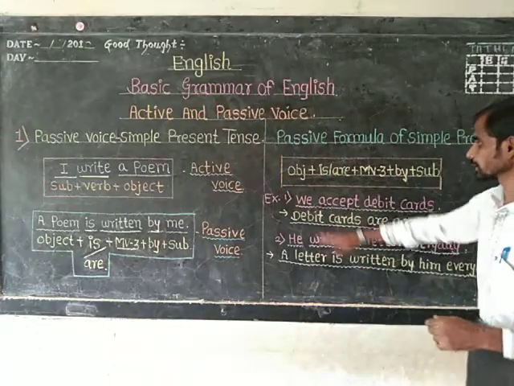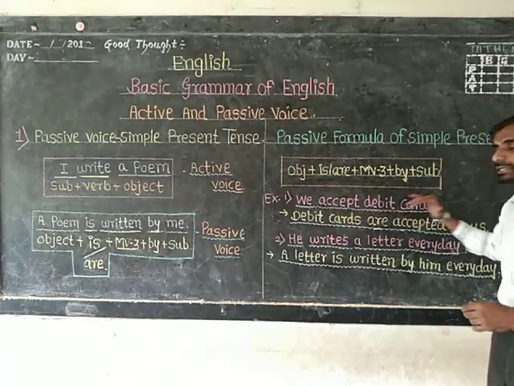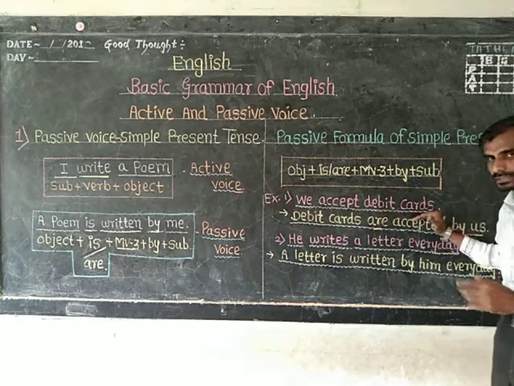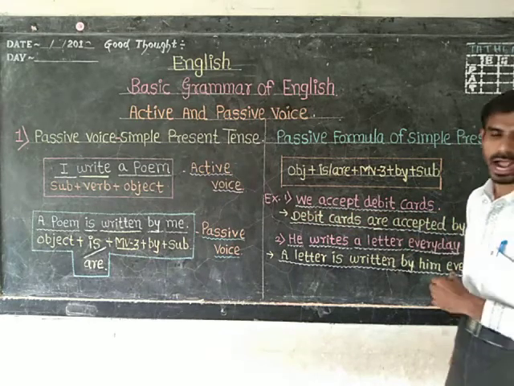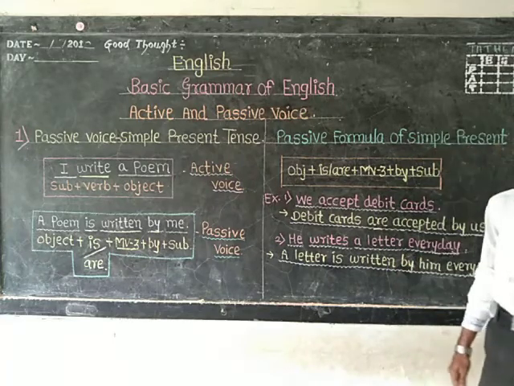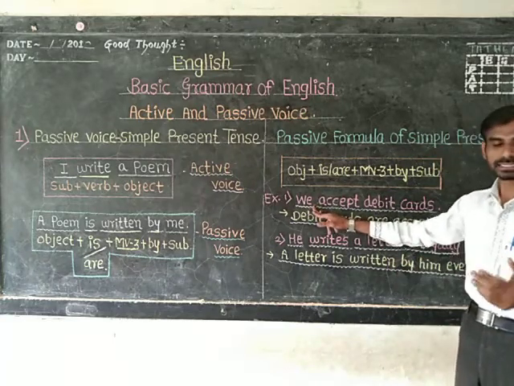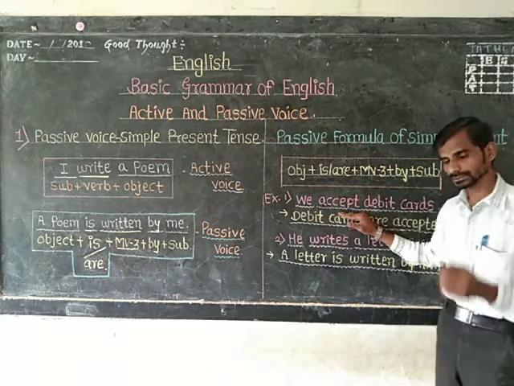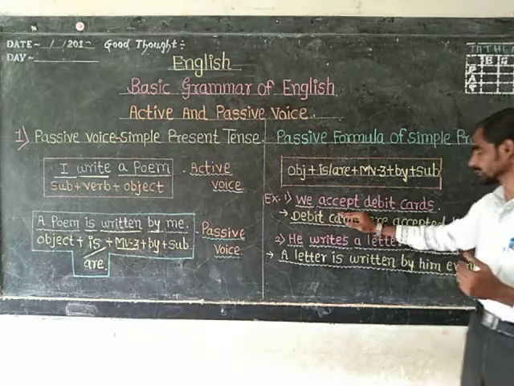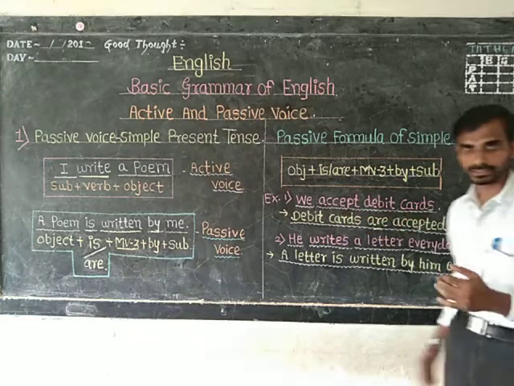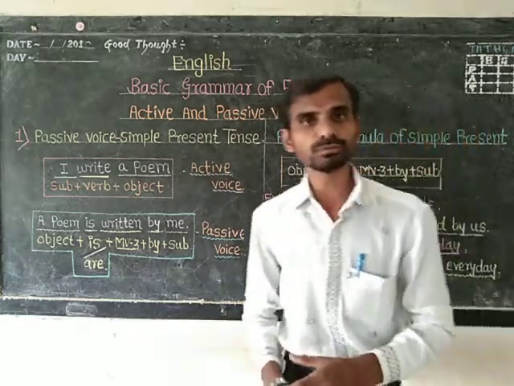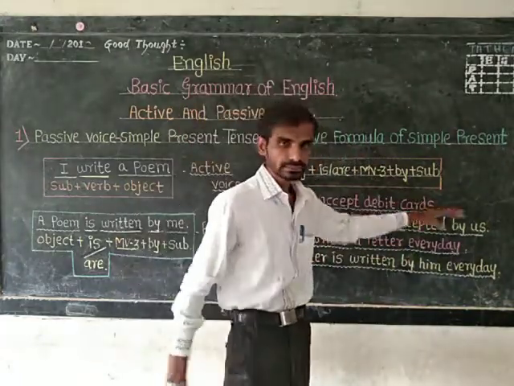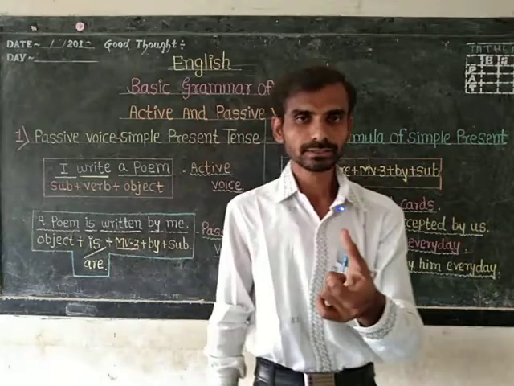Yes, examples. We accept debit cards. Once again, we accept debit cards. Now it is very easy to identify subject, verb and object. We, it stands as a subject. Accept, it stands as the main verb of our sentence, and debit cards, isn't it? Debit cards, it is the object of this question statement. Yes, debit cards, it is in plural case.